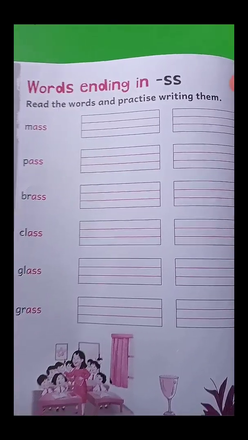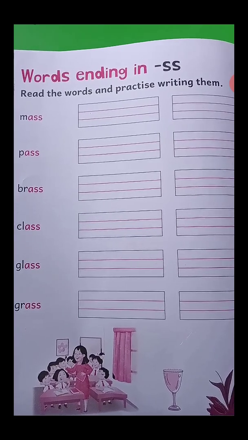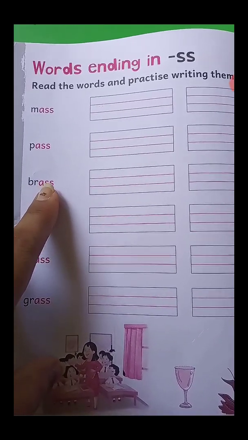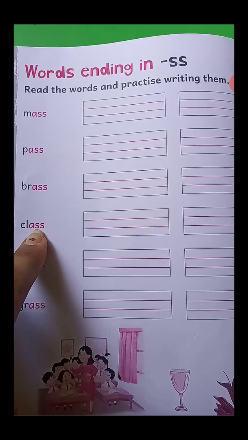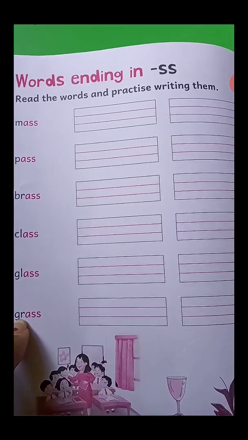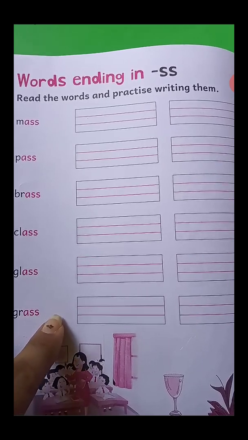Now students, open page number 58. Read the words and practice writing them. MASS, mass. PASS, pass. BRASS, brass. CLASS, class. GLASS, glass. GRASS, grass. Write these words.